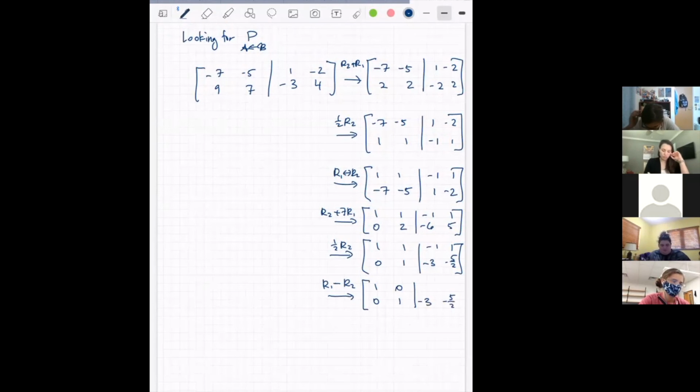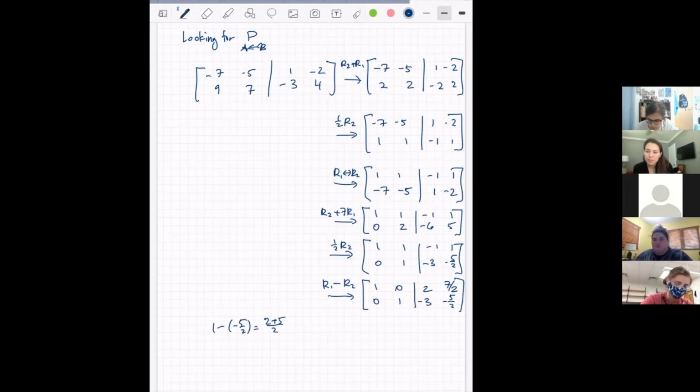That is going to be minus 1 minus 3, so plus 2. And then it's 1 minus 5 halves, which is 1 plus 5 halves, 7 halves. Do you guys agree? Okay, cool. So that is our answer.